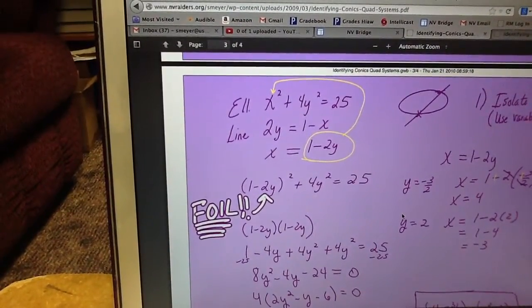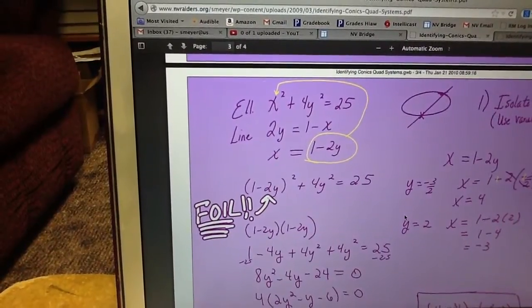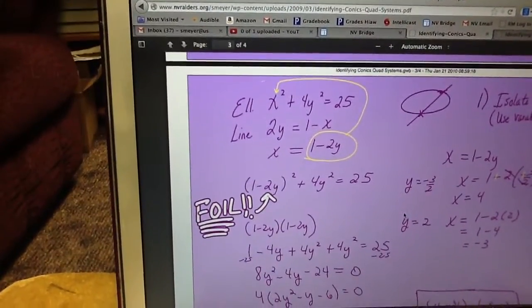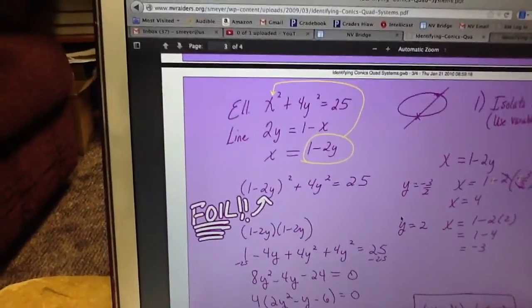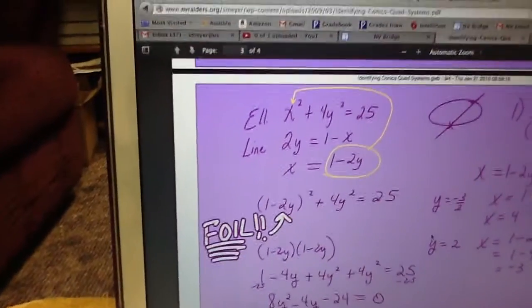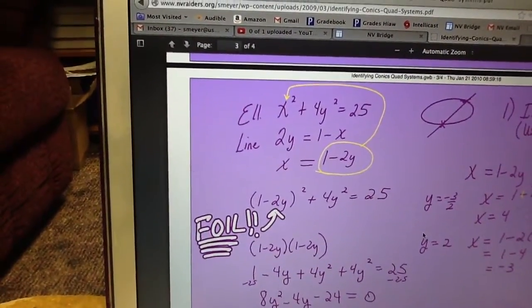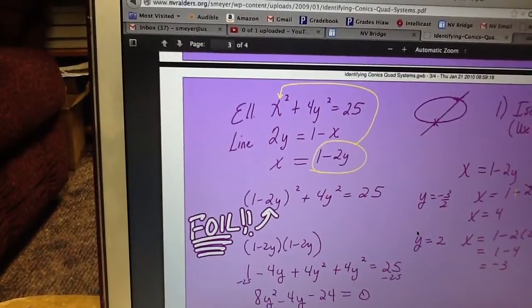Instead, you have to choose to eliminate a variable that does not have a power on it. You will make your life a nightmare if you use one that does have a power. So I looked at that and went, hey, that lone little x there is easy to solve for. So I added x to the left side and subtracted 2y from the right side.